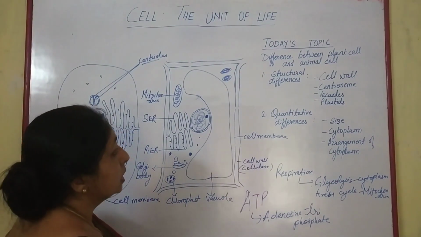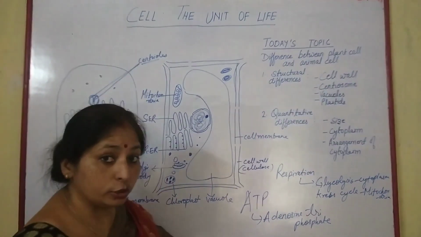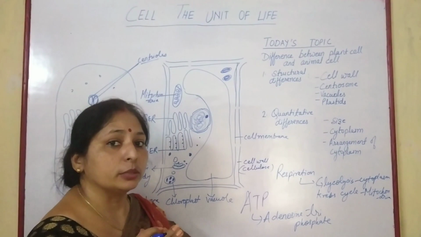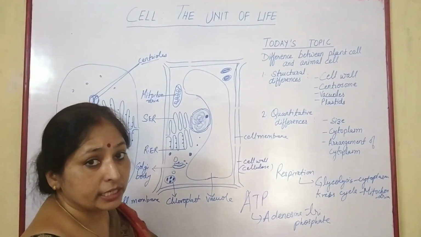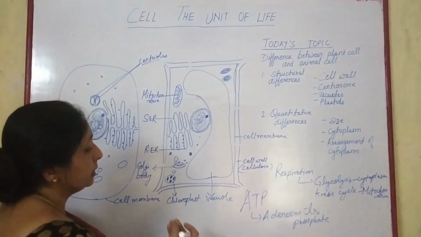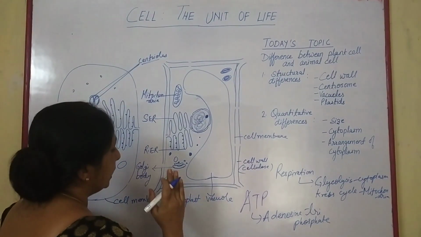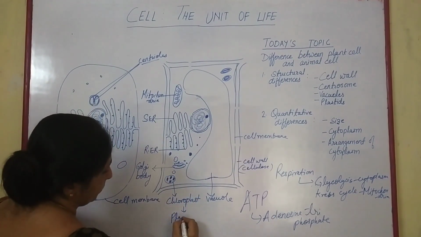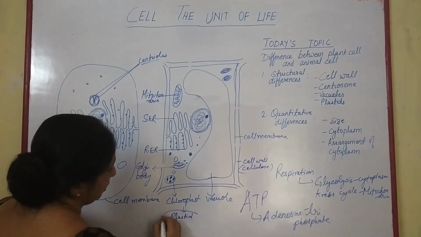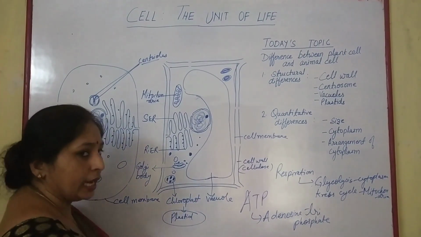Then plastids. Chloroplast is present in the plant cell. This we all know, because chloroplast is responsible for the process of photosynthesis. It contains a pigment, the chlorophyll pigment, green in color. So chloroplast is a plastid. Plastids are present in the plant cell, absent in the animal cell.